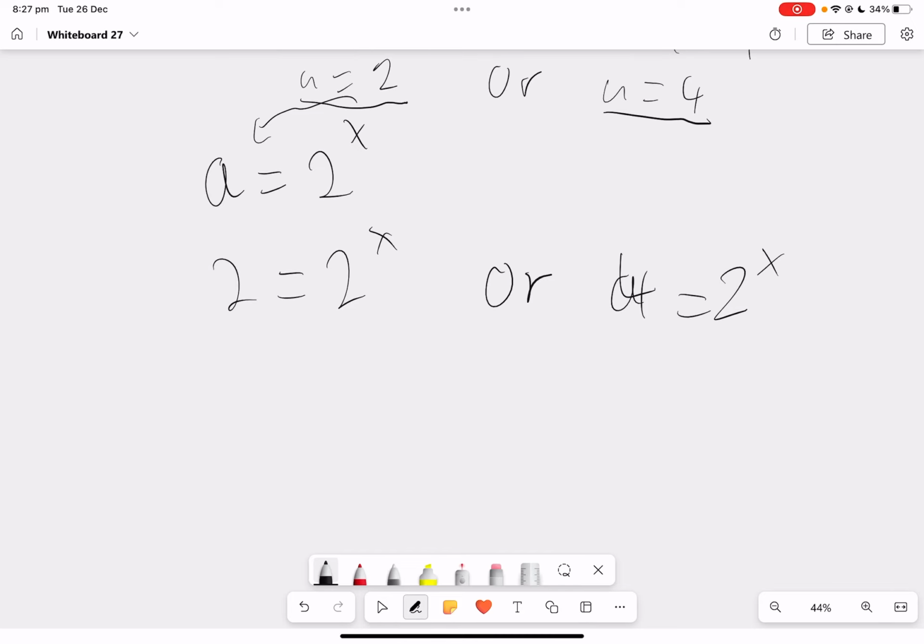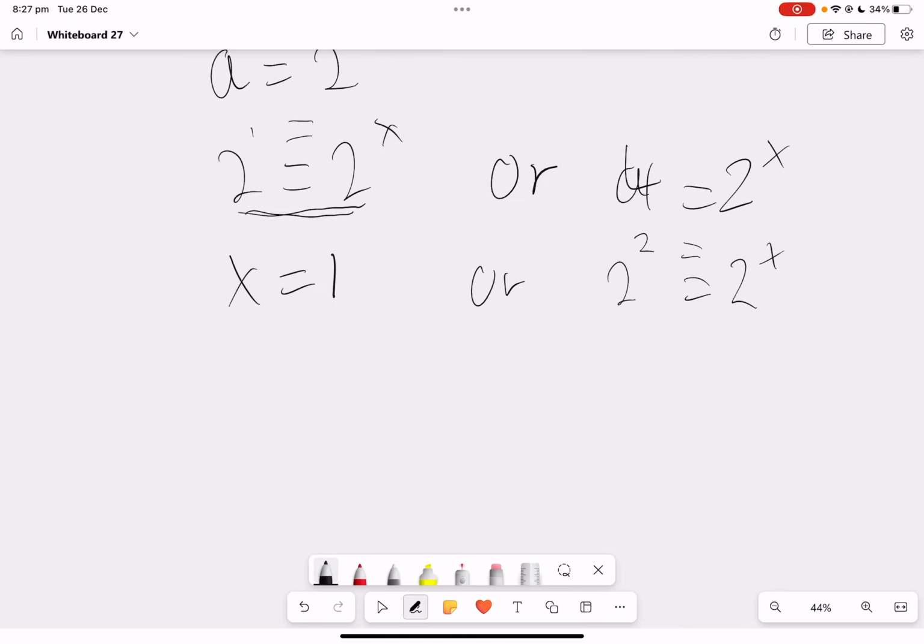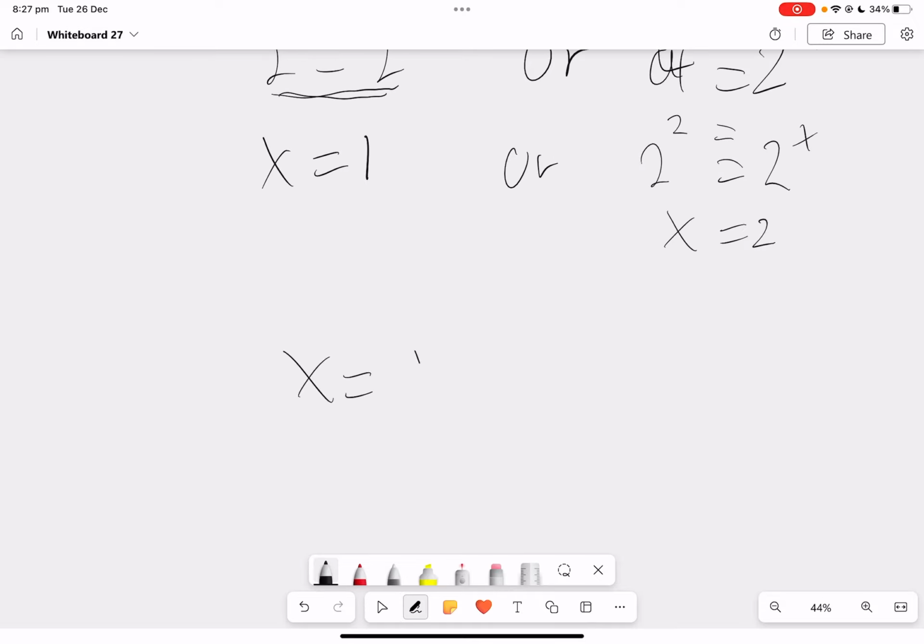Now you want to rewrite when possible. So as we can see here, we cannot rewrite this 2. So what is 2 to the power of 1? That would equal 2, because remember 2 to the power of 1 is just itself. And then all we do is equate the powers because the bases are the same. So x would be equal to 1. Or we can rewrite this 4 as 2 to the power of 2 equals 2 to the power of x. And then we just equate the powers because the bases are the same. So that would be x is equal to 2. So our final solutions are x is equal to 1 or x is equal to 2. That is our answer. How good.